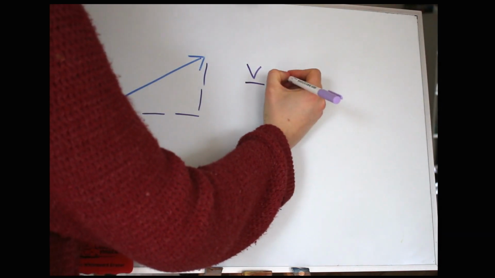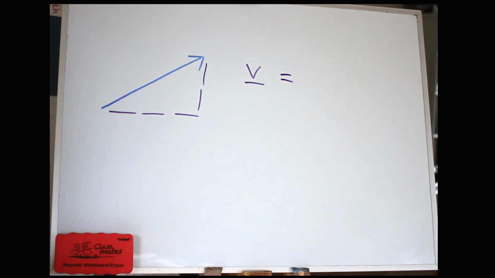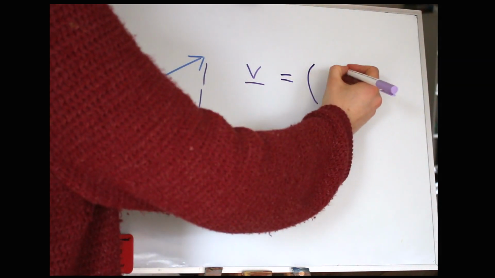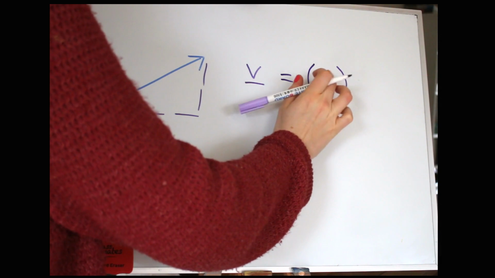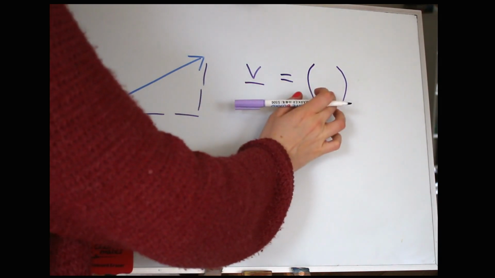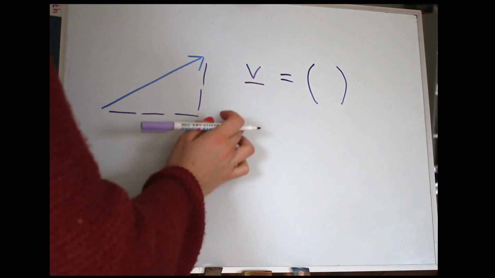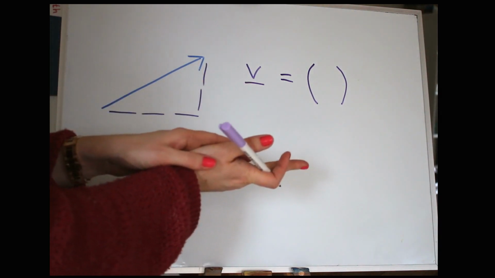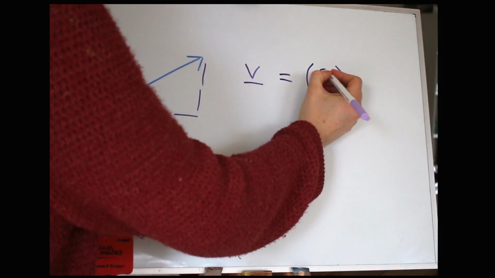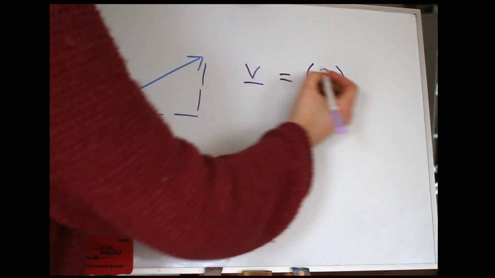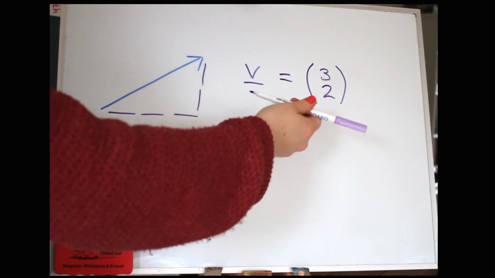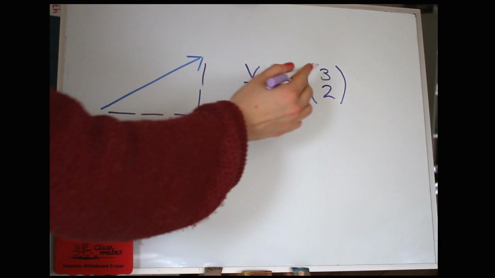We can write that in component form in 2 different ways. First of all, we can write a column vector. That's showing on the top you put the number in the horizontal direction, and on the bottom you put the number in the vertical direction. So to the right is positive and upwards is positive. So we're doing 3 along in the positive direction and 2 up in the positive direction. Now if your components were going left and down, they would be negative.